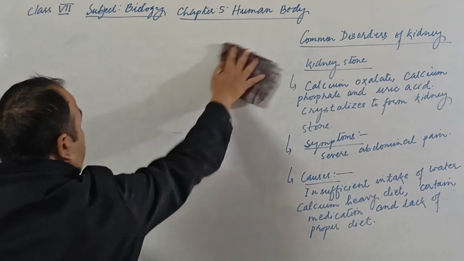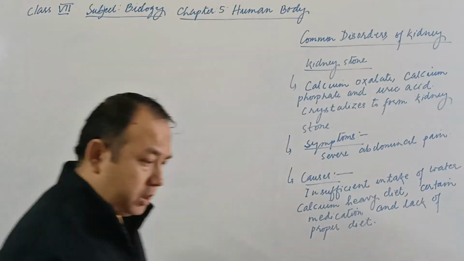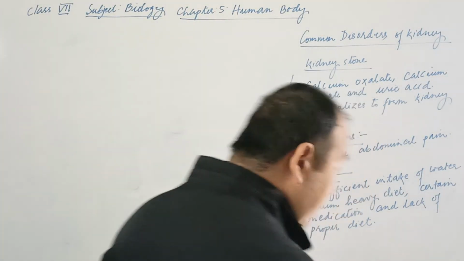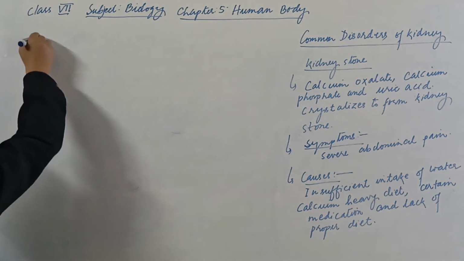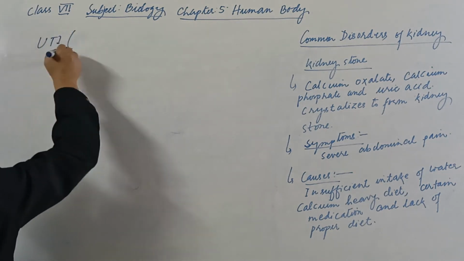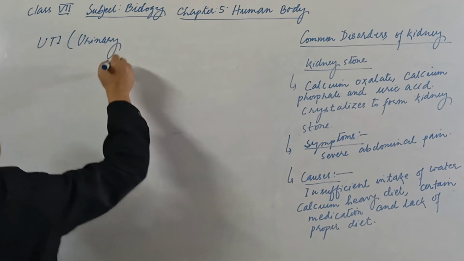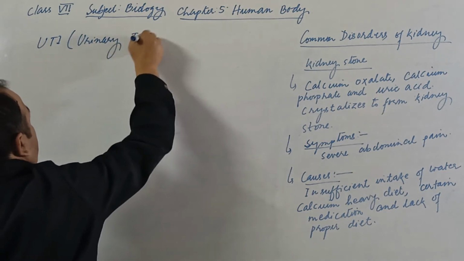UTI, this is the last topic from this excretion chapter. After that we'll have another topic, that is nervous system. UTI, urinary tract infection. You may be asked about the full form also. Urinary tract infection.